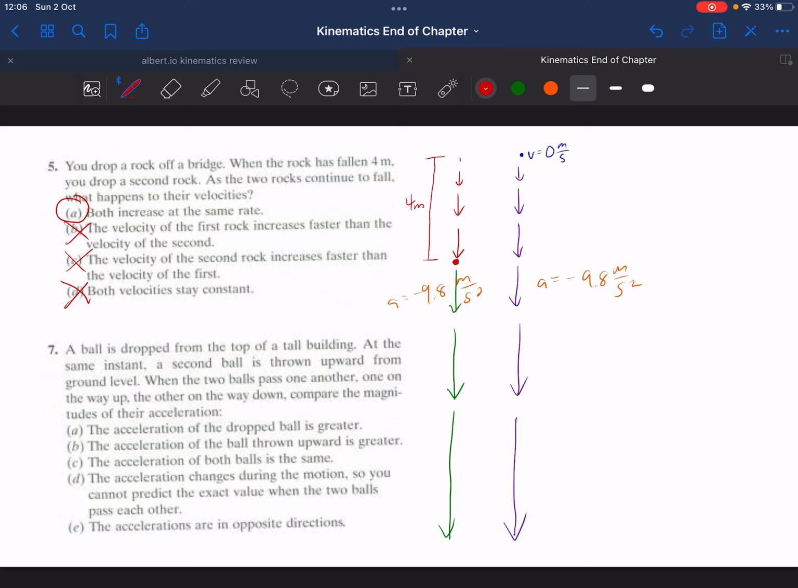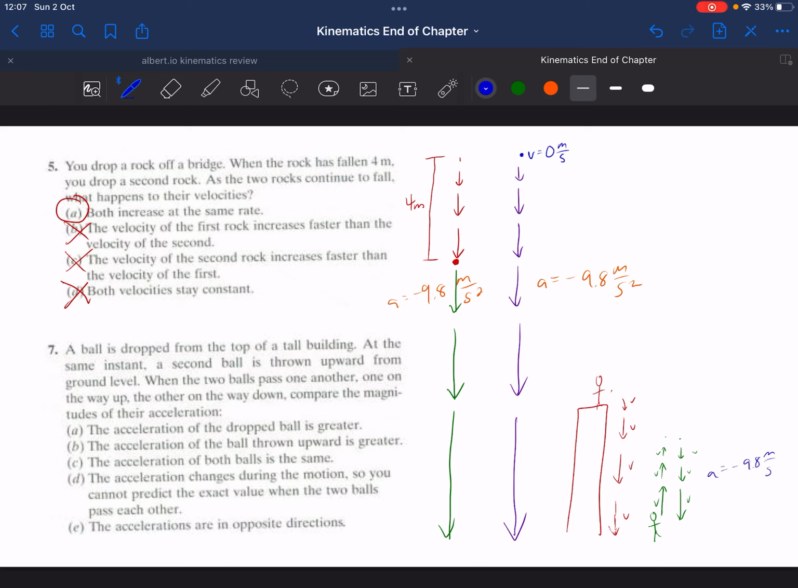Okay, so if we have a building and we drop a ball, again, it will accelerate if we look at the red. The other one, it's saying that a second ball is thrown upward from ground level. So this guy throws one up. And if we think about the velocity vectors of throwing up, we said that it does something like this. Okay, but if we compare the velocities, it is free fall again.